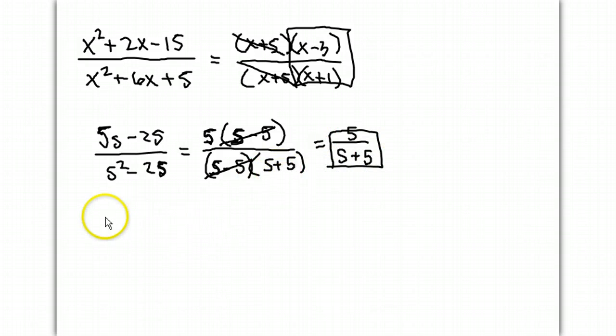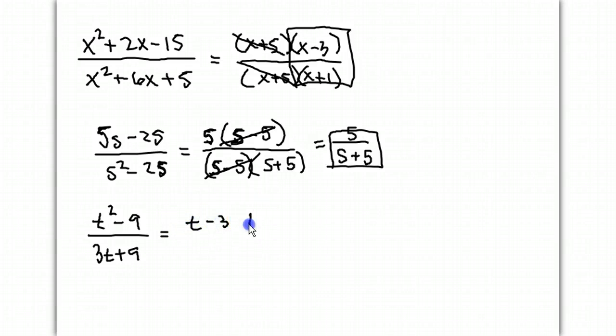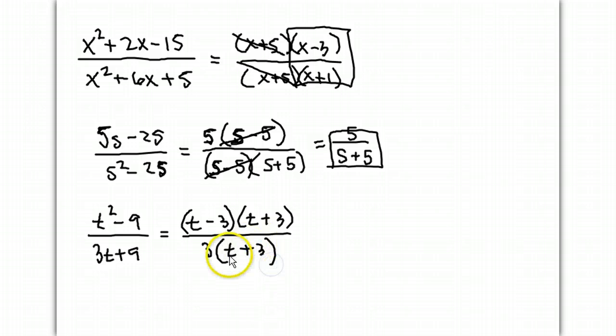So let's try another one. Let's say we have t squared minus 9, and we're dividing that by 3t plus 9. Well, you have to know how to factor. The t squared minus 9 is the difference of squares, so that gives you t minus 3 times t plus 3 from your difference of squares formula. With 3t plus 9, you can factor a 3 out, and you're left with t plus 3 on the inside. So the t plus 3 is canceled, and your result is t minus 3 divided by 3.